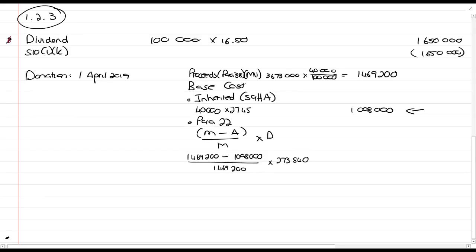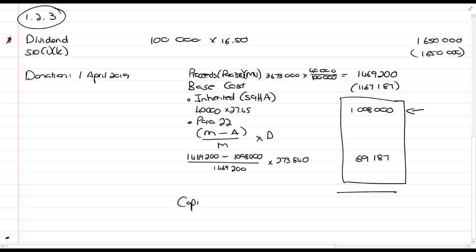Right, that gives us 69187. So our base cost is the sum of those two amounts. Right, so this gives us a capital gain on the 40,000 shares that were disposed of, 302,013. And that goes into your CGT column.